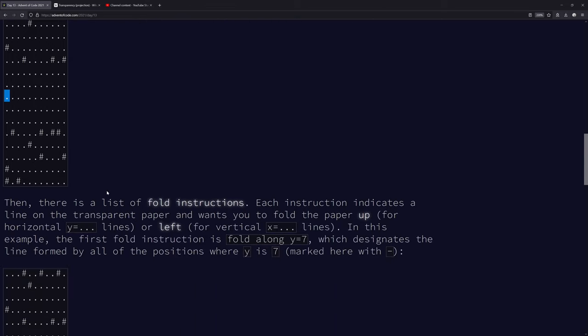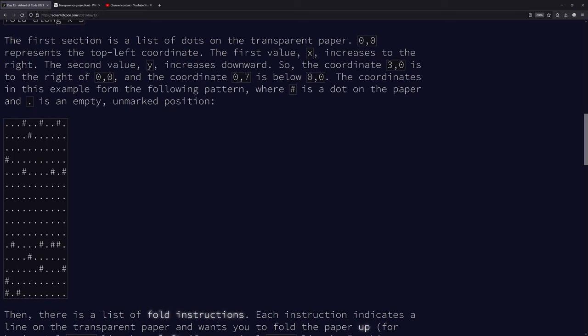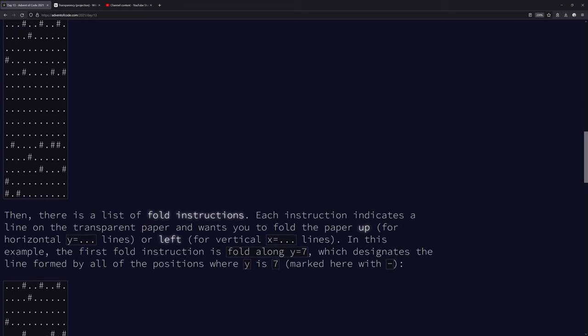Very good. There is a list of fold instructions. Each instruction indicates a line on the transparent paper and wants you to fold the paper up for horizontal Y lines or left for vertical lines. Okay, so if we were going to fold on, say, like x equals 3, right? Does that mean we fold? Does the crease happen here or here or right in the middle?